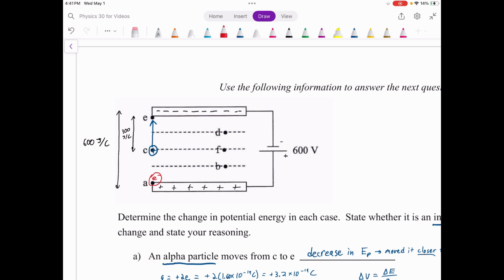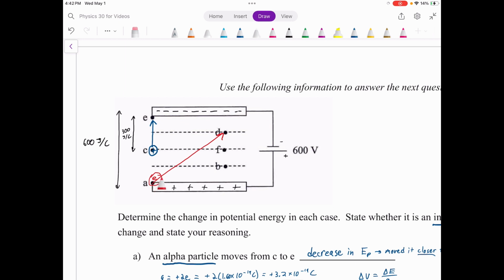All right, next one, an electron moves from A to D. So now we want to think about taking a negative electron and moving it from A to D. Okay, let's actually do this in the reverse order we did the last one. Did we just increase this electron's potential energy, or did we decrease it? Ask yourself, where would the electron naturally go in here? Well, it's negative. It would go to the positive plate, right?